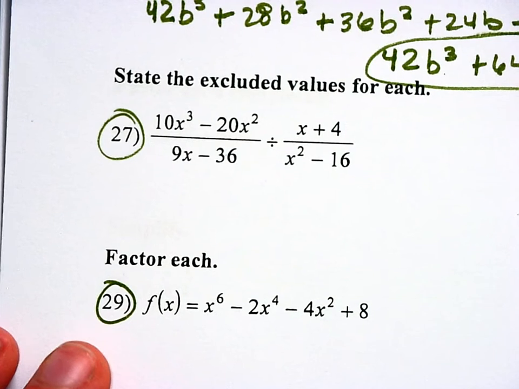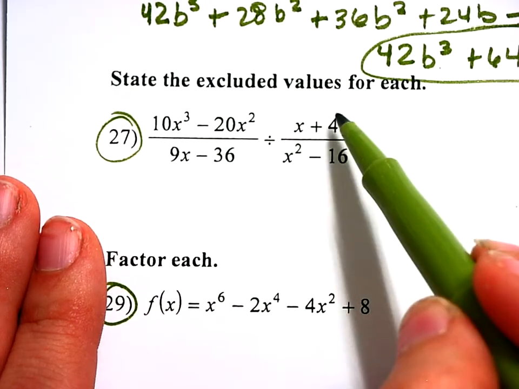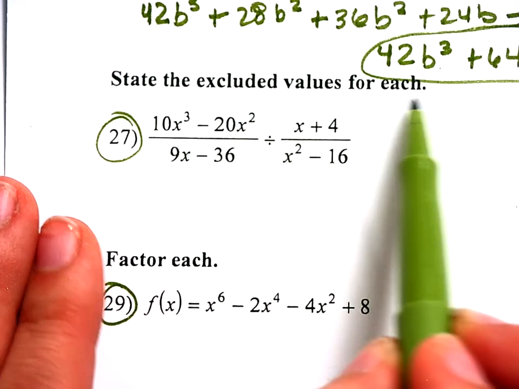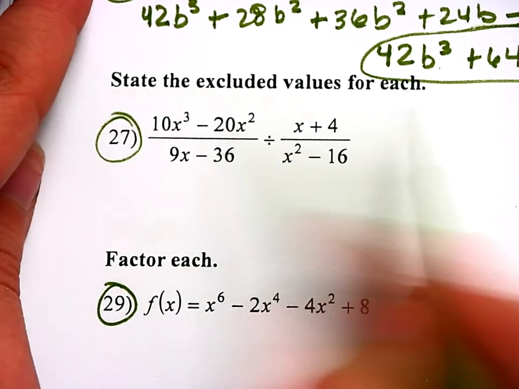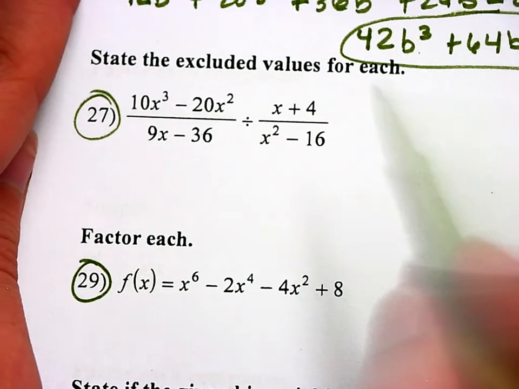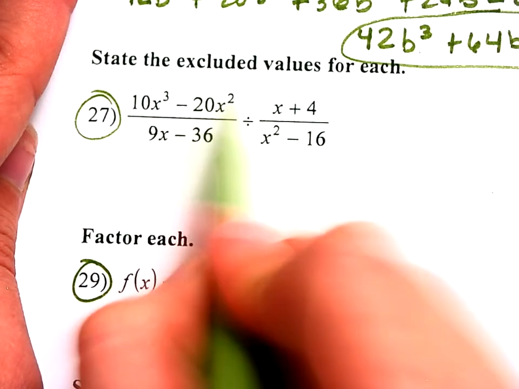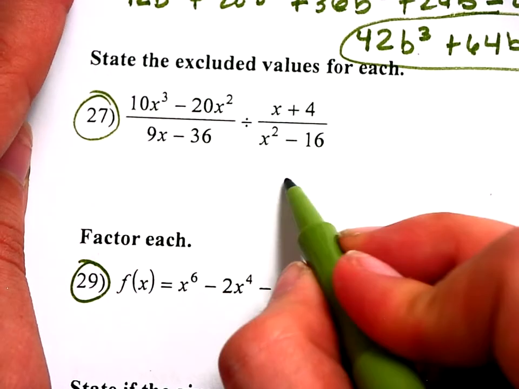Alrighty. Next problem, we are dividing. And so remember, this is like multiplying by the reciprocal. It says state the excluded values. So I'm going to do both. I'm going to do the problem and state the excluded values. So let's factor anything we can first. We're not doing this problem next to it, so we're going to use a lot of that space. The first binomial I see right here, we can factor out a 10x squared.